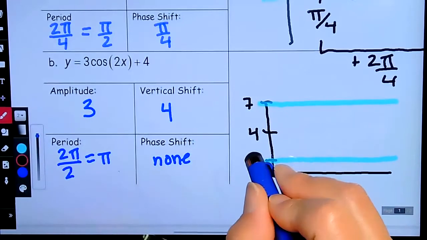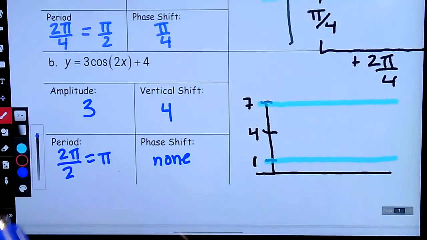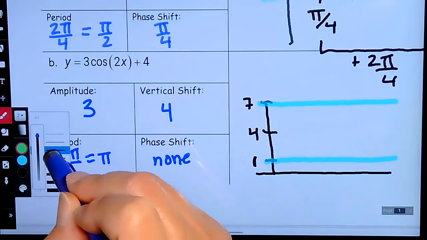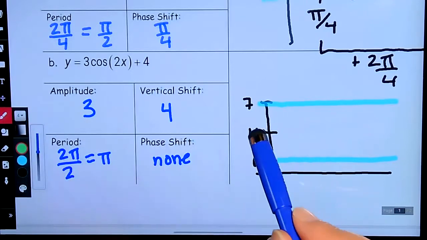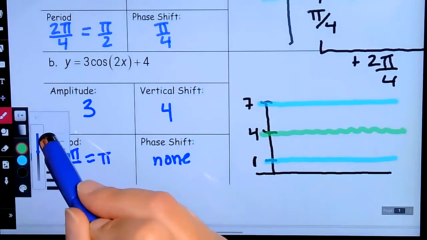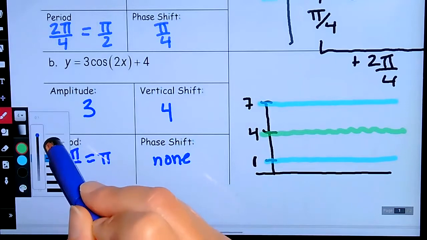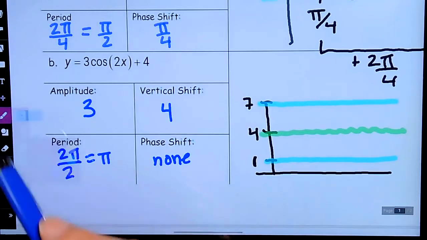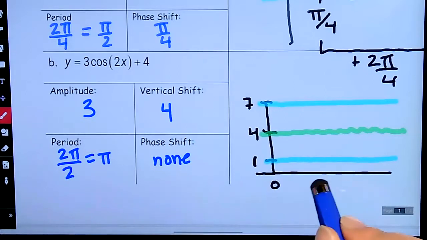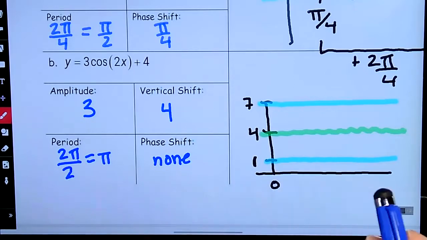Okay, so that is a 1. My vertical shift is going to be right here at 4. Now for this one, when I'm scaling my x-axis, I have no phase shift, so I'm actually starting here at 0. And I'm going to go pi away.